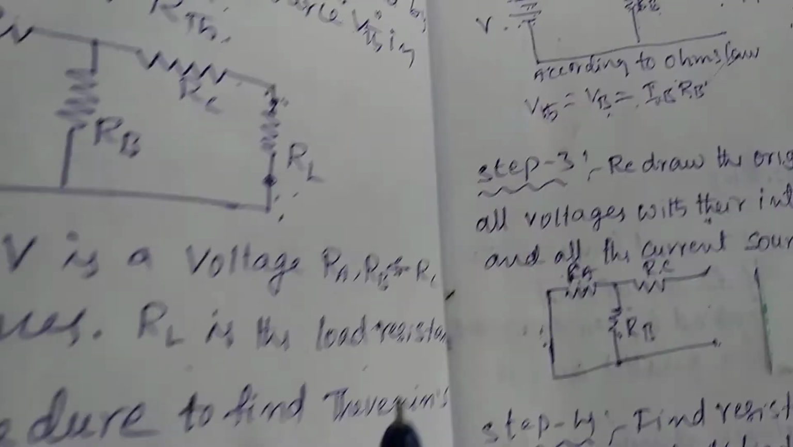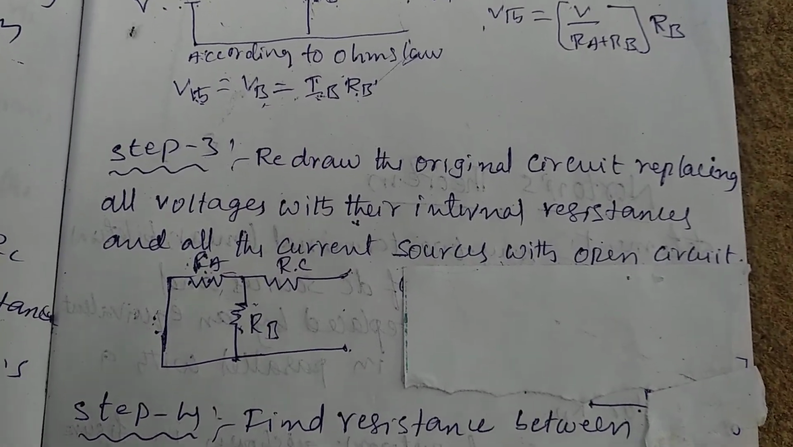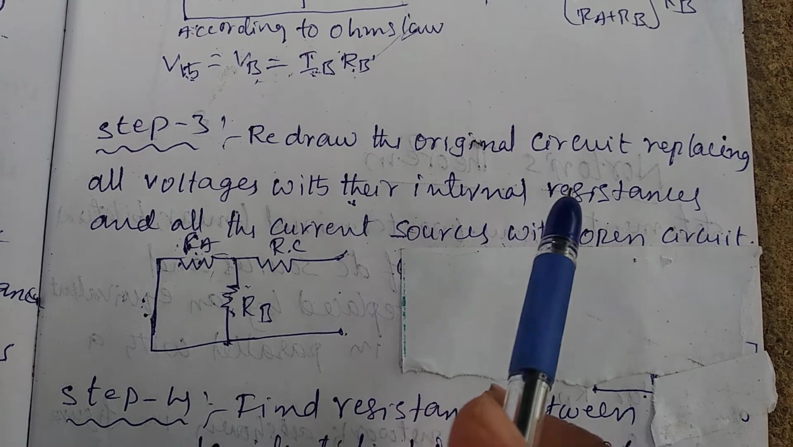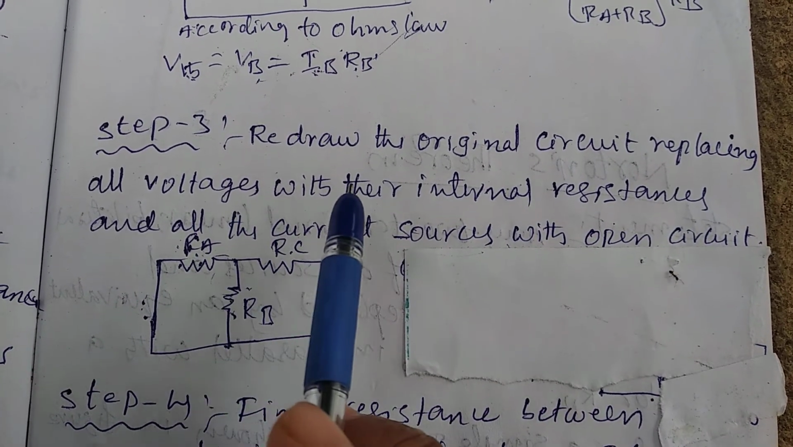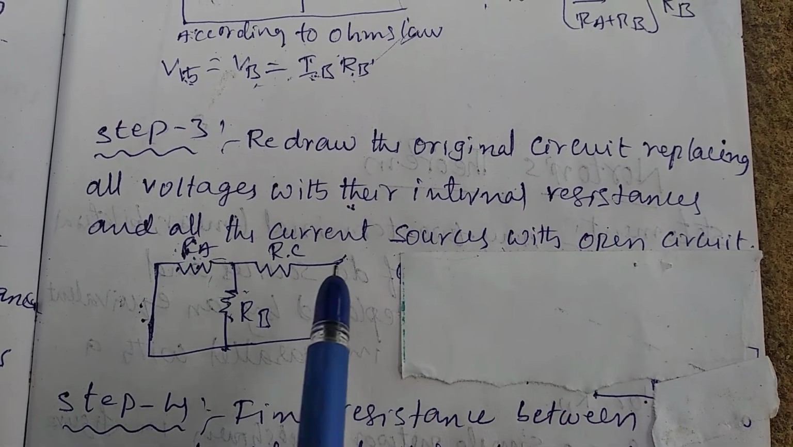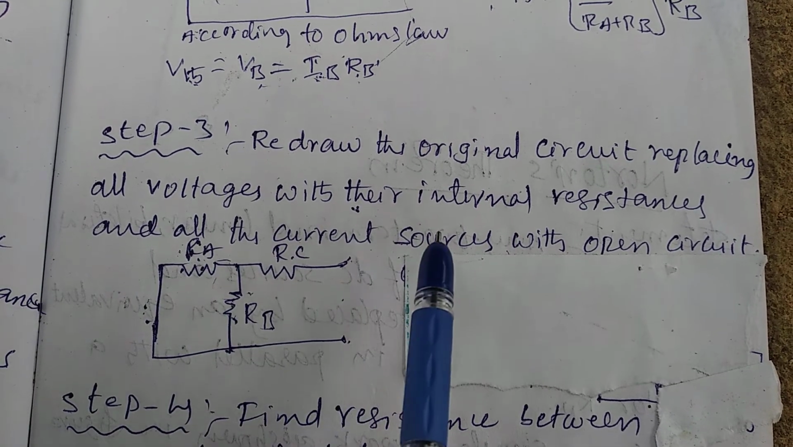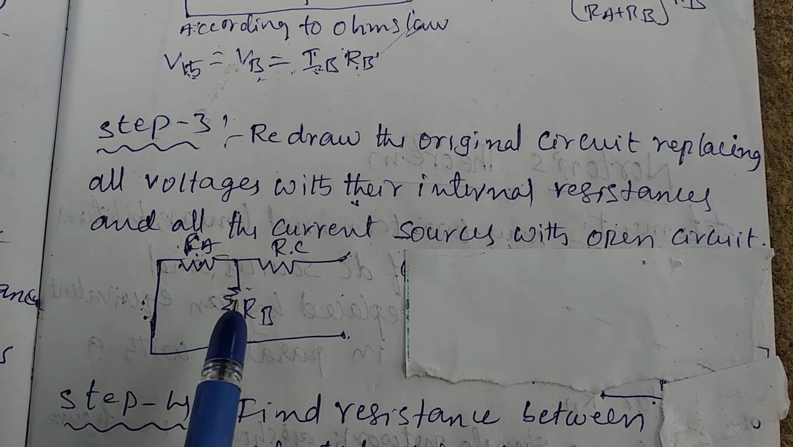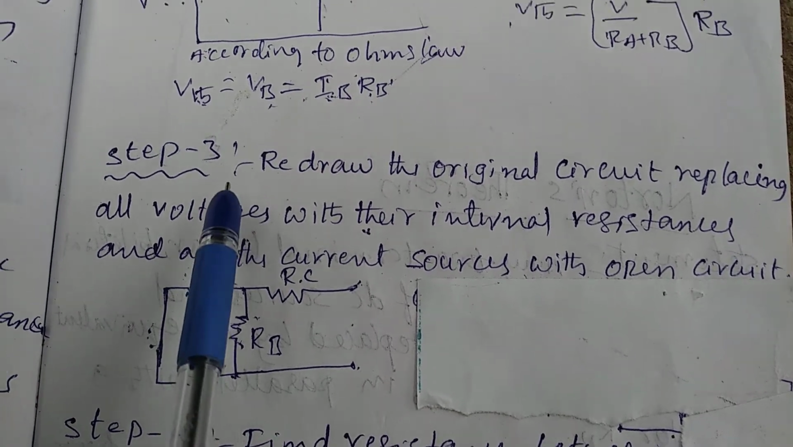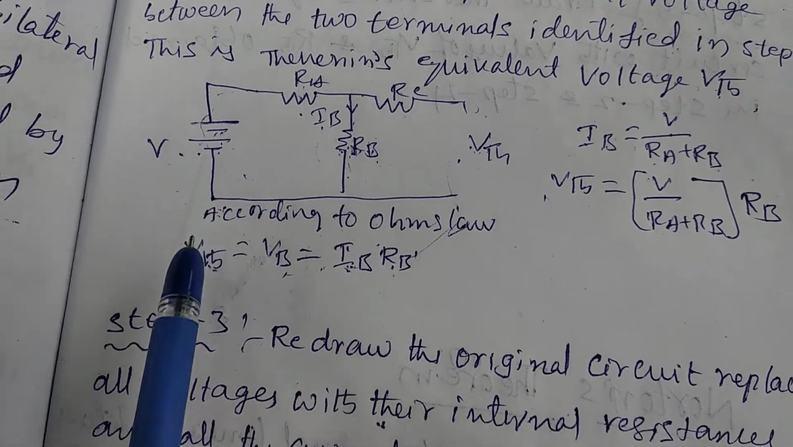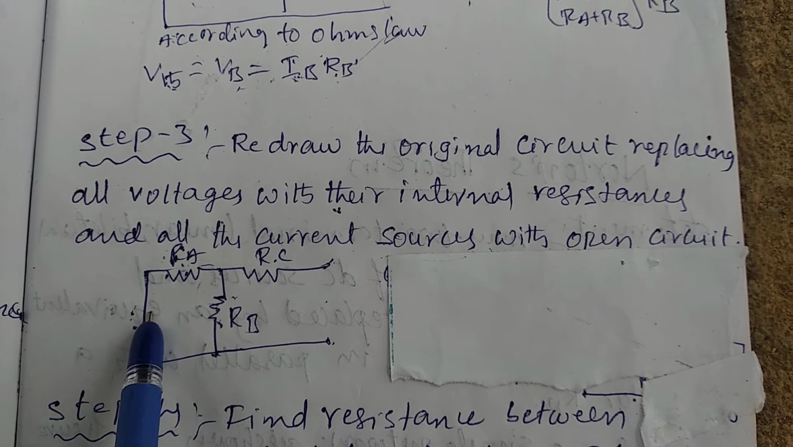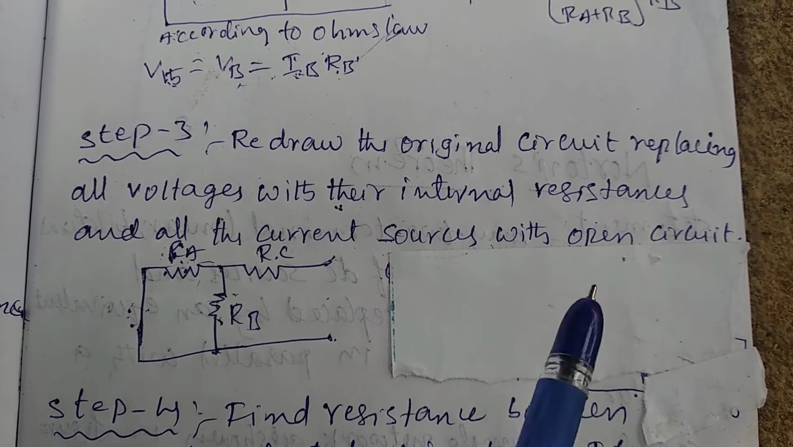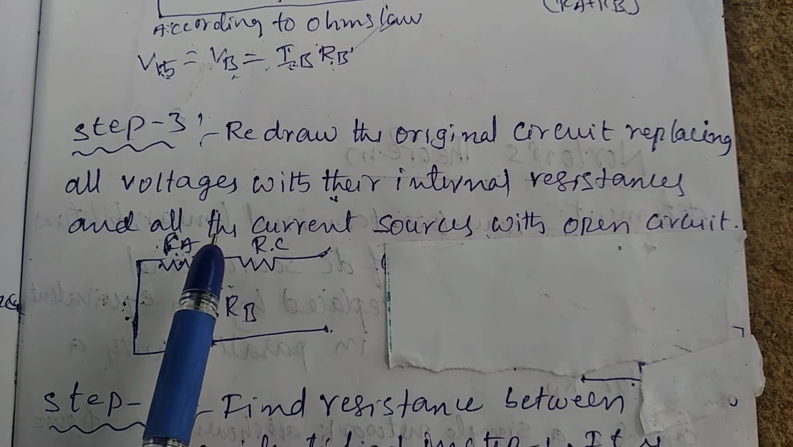Next, step 3. Redraw the original circuit, replacing all the voltage sources with their internal resistance and all the current sources with open circuits. In the given circuit there are no current sources to open, but we have the voltage source here, so it is shorted. See, it is shorted, and Ra, Rb, Rc remain. Now if you observe, these are in parallel. So this is the diagram.